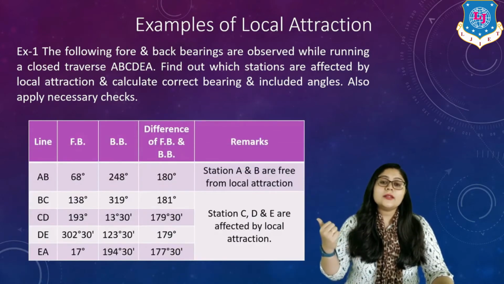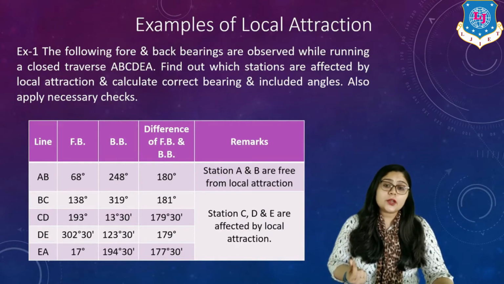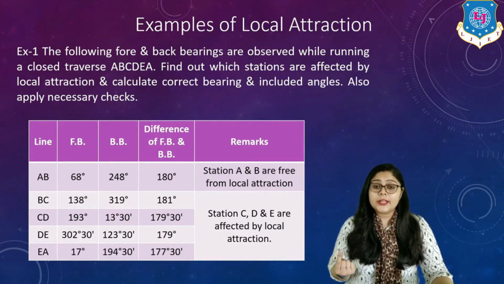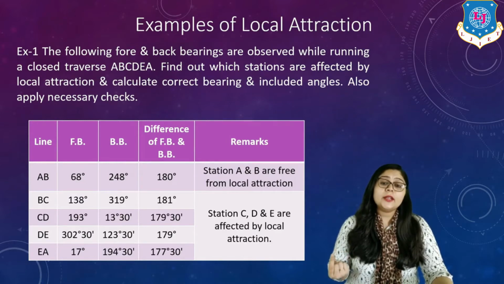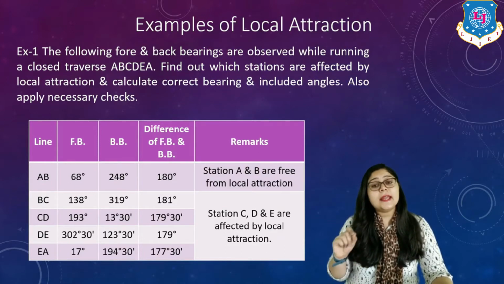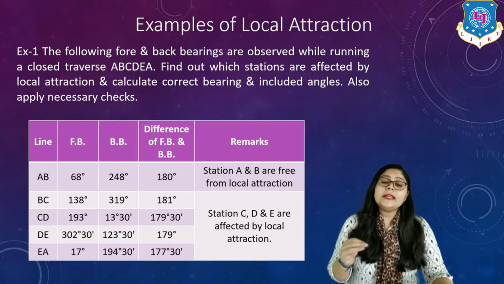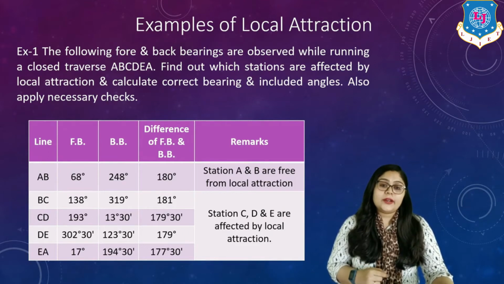So here on this table, you can see the line, their fore bearing, back bearing and the difference calculated. Here you can see line AB having the difference of 180, line BC having the difference of 181, CD 179 degree 30 minute, DE 179 degree, EA 177 degree 30 minute. Here only line AB having the difference of 180. It means I can say that stations A and B are free from local attraction, right? While stations D, C and E are affected by local attraction.